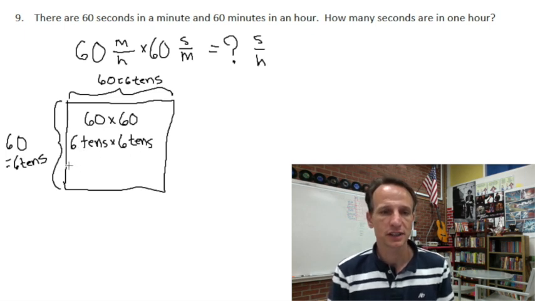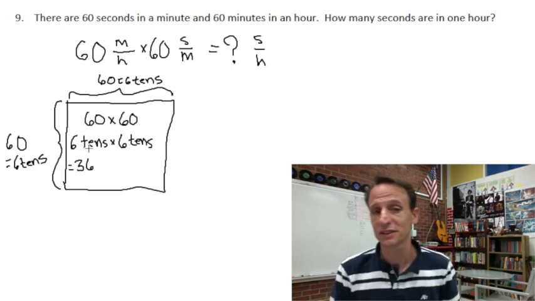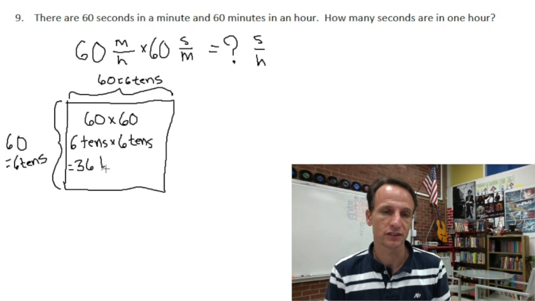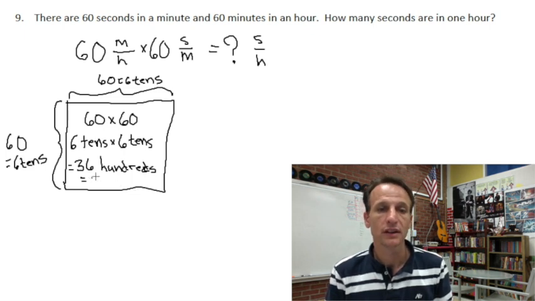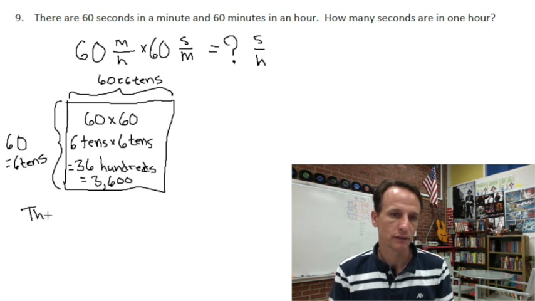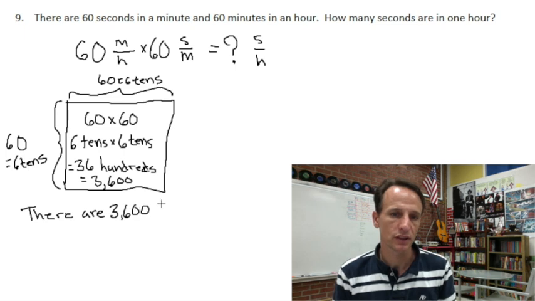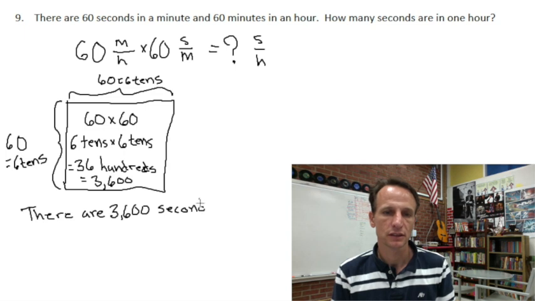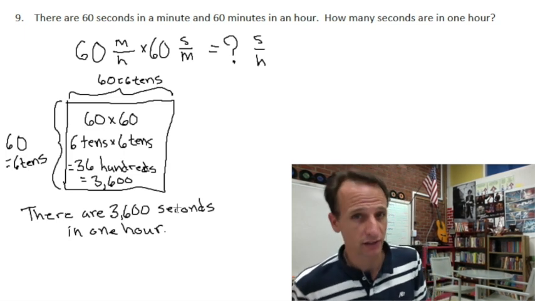And we know that 6 times 6 is 36, and tens times tens. Remember I said the one thing you definitely want to walk away from this lesson with is tens times tens is, yes, hundreds. And so 36 hundreds written in standard form is, right, 3,600. And so our statement is simply, there are 3,600 seconds in 1 hour. Period. And let's go dancing on to number 10.